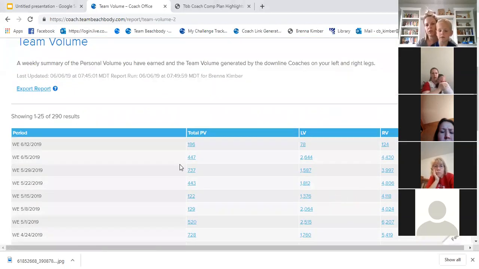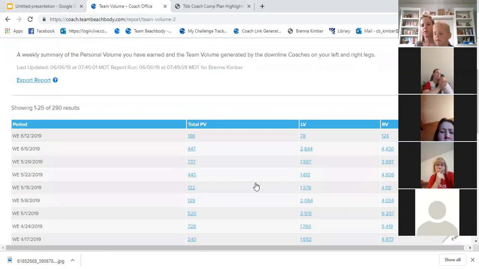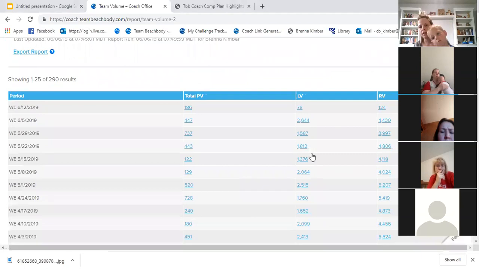Okay, this shows you your personal volume. So this is the number that Dari posts on the banner. So this is either my orders that I order for myself, William, sweetie, or my customers' orders. And that's the number that Dari posts. Now over here is my left volume and my right volume. So this is my team volume right here.